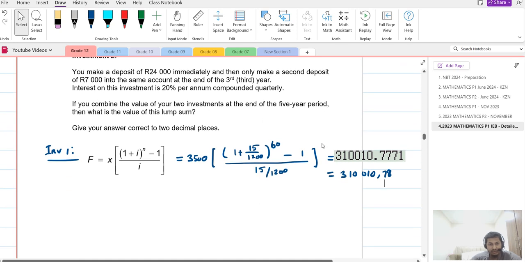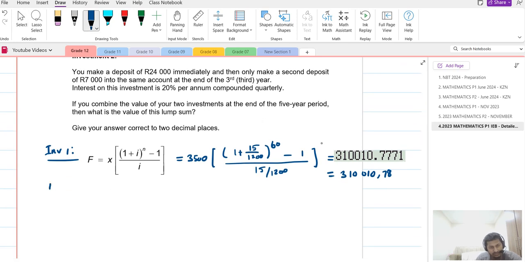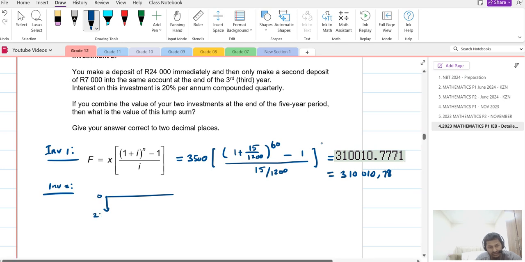Now the next one is, you make a deposit of 24,000 immediately and then only make a second deposit. So investment 2: you make a deposit immediately of 24,000 into the bank, and then only make a second deposit of 7,000 into the same account at the end of the third year. Now you need to accumulate both to 5 years. If you combine the value of your 2 investments at the end of the 5-year period, what is the value of the lump sum? So this is 5 years.